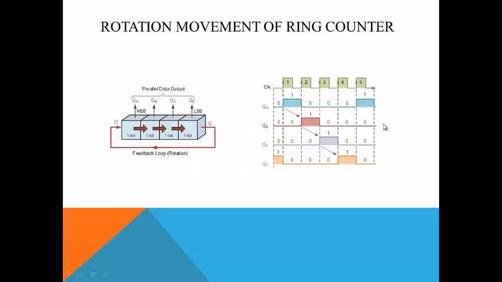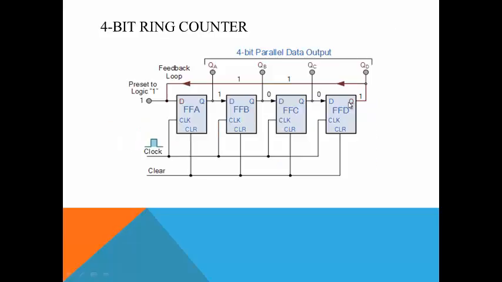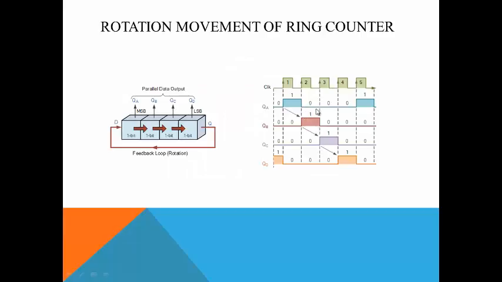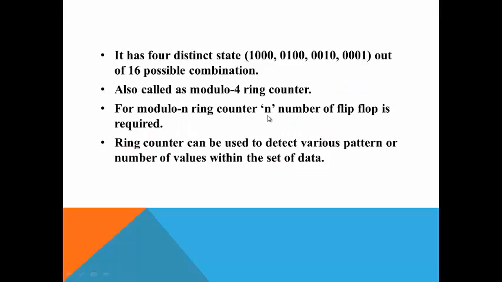As we know the sequence, it is called a counter. It is a rotation movement of 1. This 1 is rotated over this. First QA is 1, then QA becomes 0 because it is connected with this. This is already 0. Initially everything is 0, and then this 1 will shift through all the flip-flops. So this is called a ring counter.